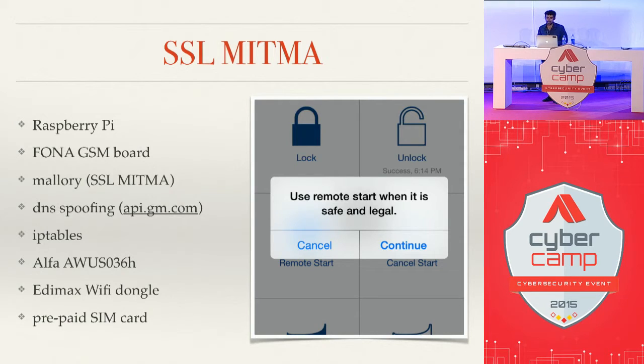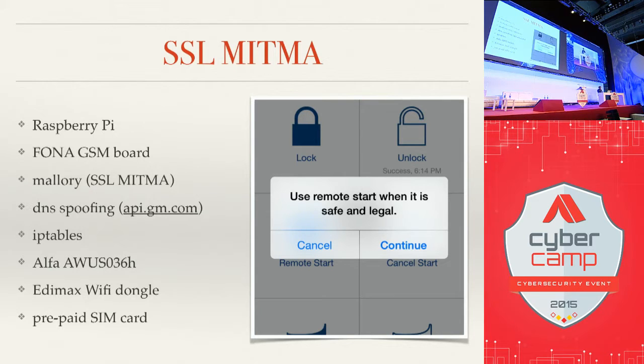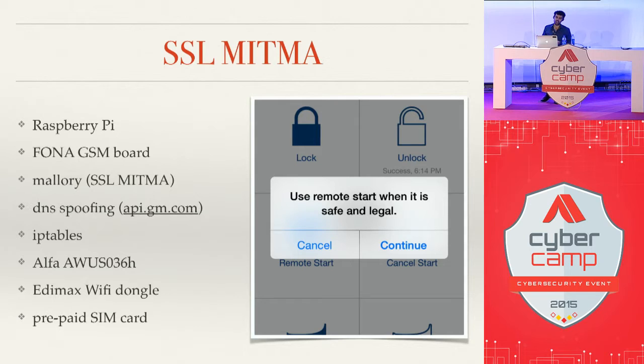literally into that car. So what I used to perform this attack was a Raspberry Pi and a GSM board, because if I'm going to do an SSL man-in-the-middle for their phone, whenever their phone gets near the car, I wanted to do an SSL man-in-the-middle, but also give them internet access so that it can still communicate with the server. So I used Mallory, which is an open source SSL man-in-the-middle software for Linux, with DNS spoofing so that I'm only doing that SSL man-in-the-middle for GM servers.